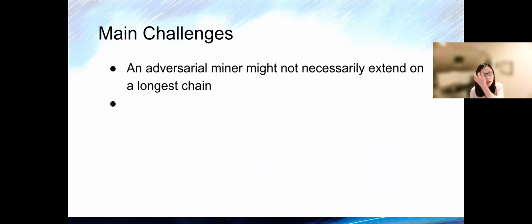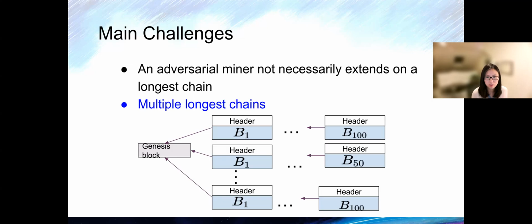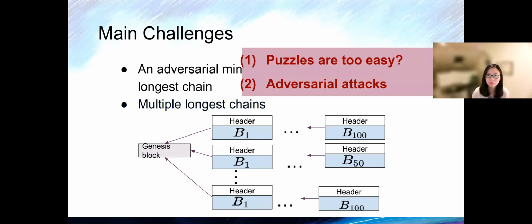The first one is that an adversary miner may not necessarily extend the longest chain. And the second thing, which is more important, is the existence of multiple longest chains. In this case, if two miners happen to have chains that are both longest, then which one should the miners extend? There are multiple reasons for the existence of multiple longest chains.